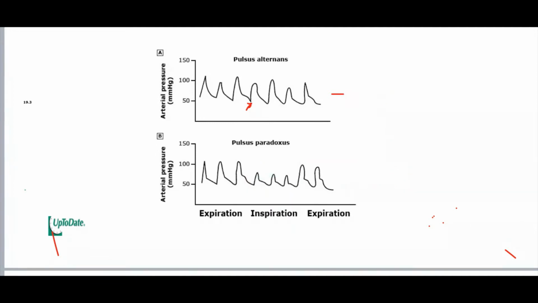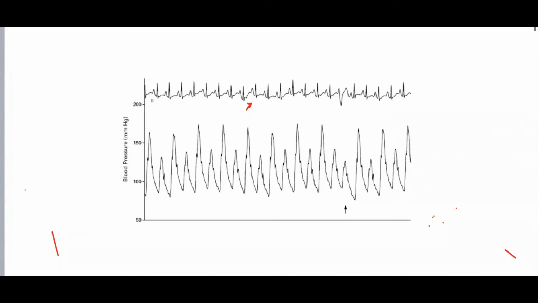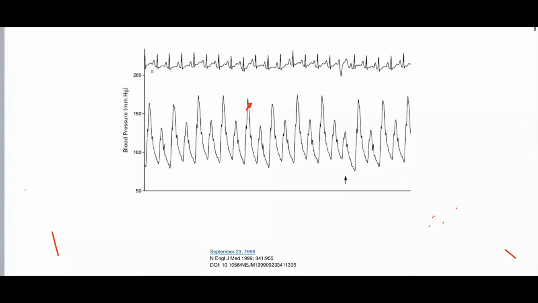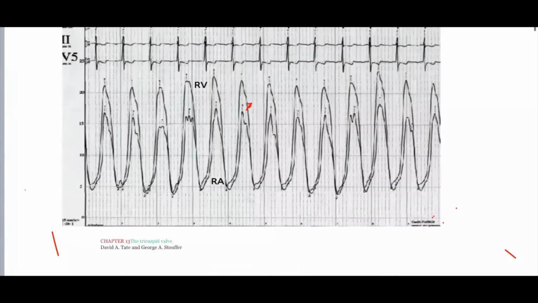Okay. Now, what is this? Pulsus paradoxus. Sorry, pulsus alternans. This is again pulsus alternans. What is this? RA pressure. What's your diagnosis? Why is the RA pressure so high like that? And what is this high wave?